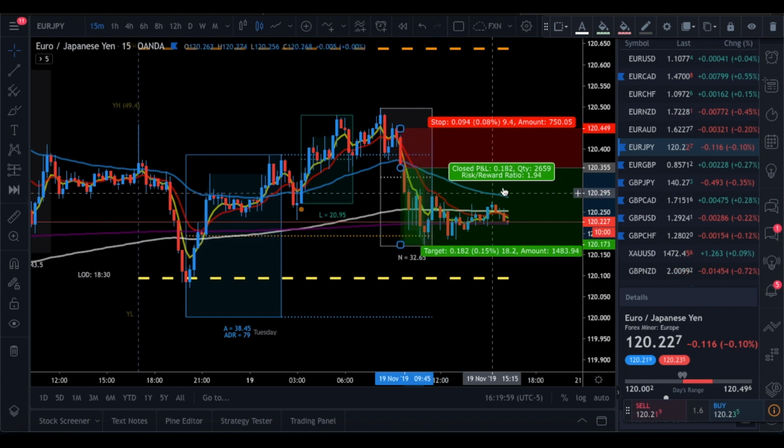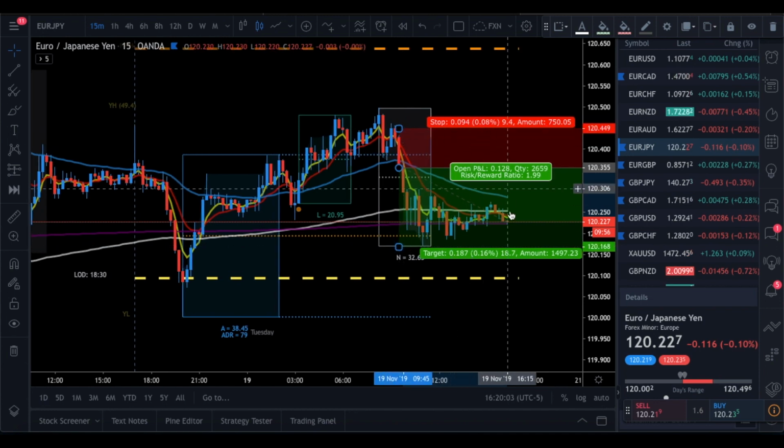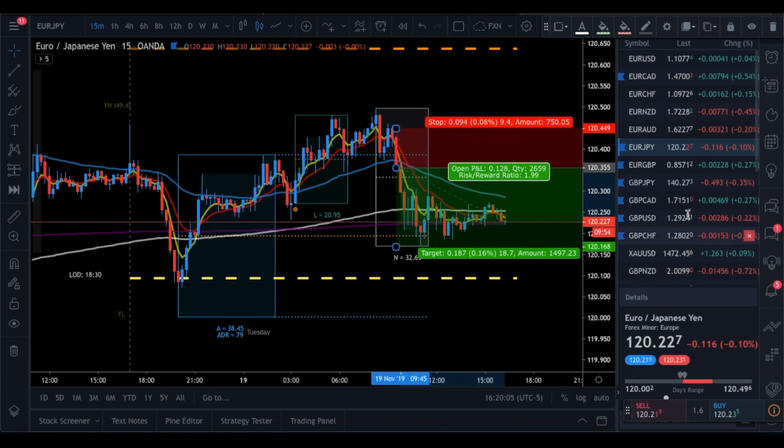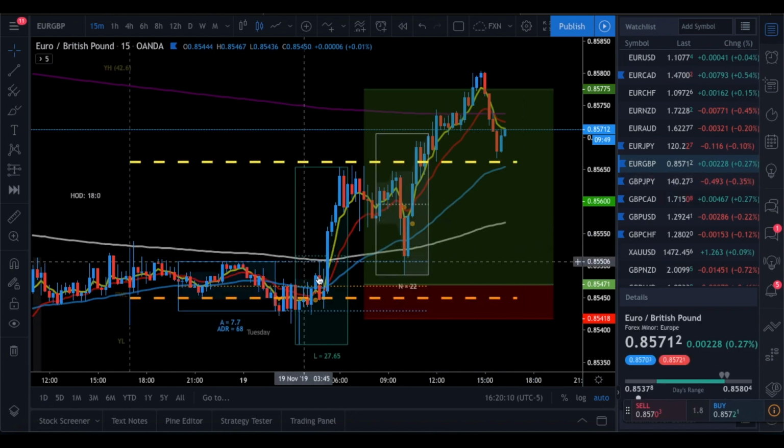This trade right here, you still get about a 2-to-1 risk to reward ratio, and you're still within your 15 pip stop loss or whatnot. Next trade was Euro Pound. Euro Pound went up 30 pips or so.